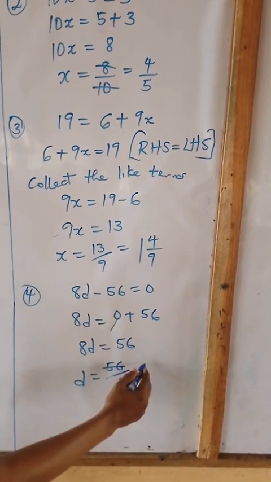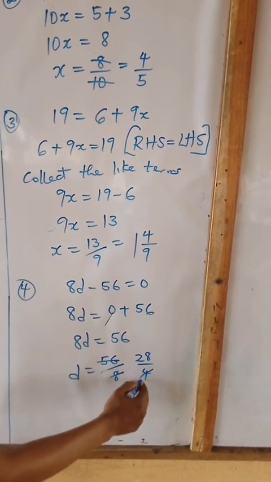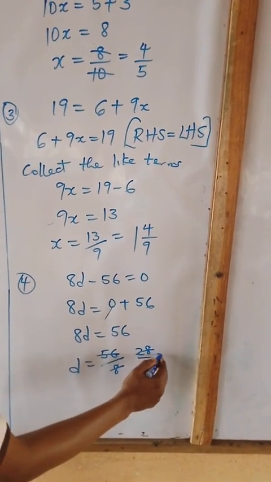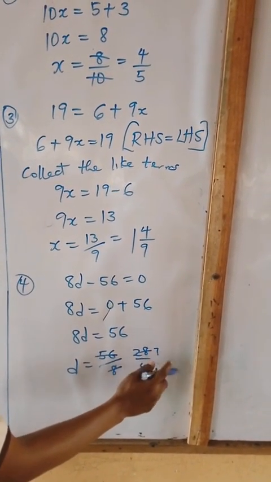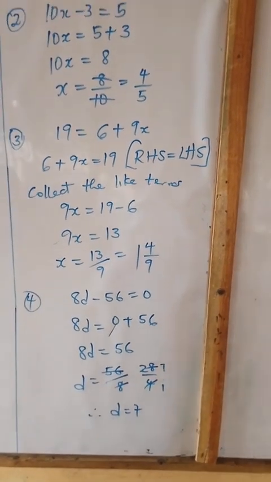2 here we have 28. 2 here we have 4. 4 here 1. 4 here 7. So therefore d is equals to 7. Then question 5.